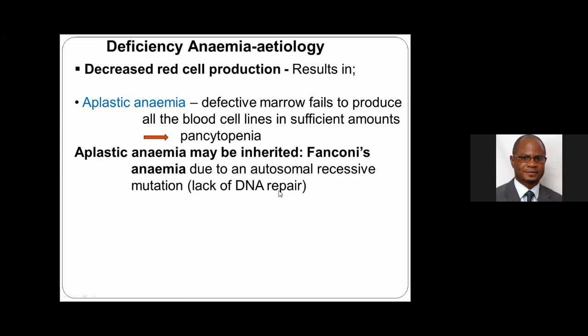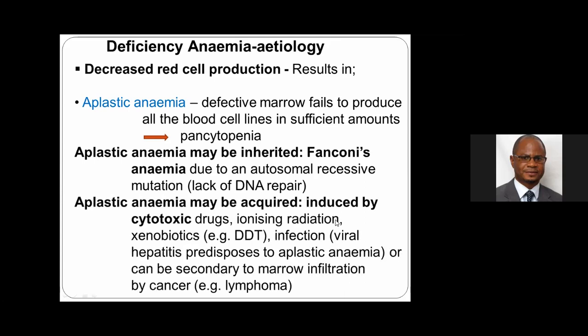So aplastic anemia may be inherited. We see it in Fanconi syndrome. And this is due to an autosomal recessive mutation. So there's lack of DNA repair in this individual. And so synthesis of the hemoglobin and the development of red cells is affected, leading to lack of production of proper red blood cells. Then aplastic anemia may also be acquired, and this is by cytotoxic drugs.